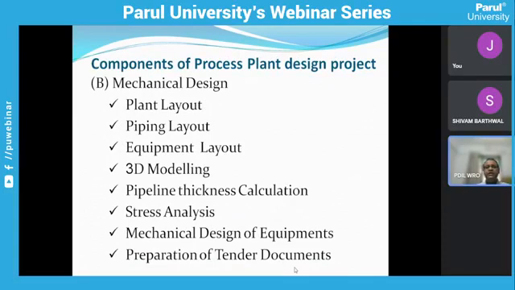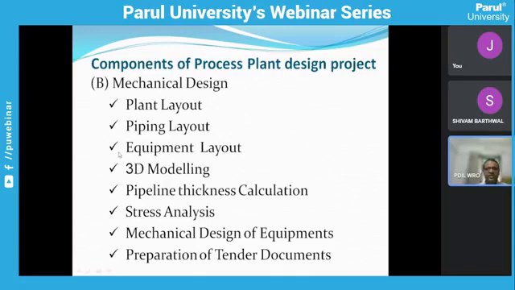Now, components of the process plant design project: the mechanical design part. As the entire design project requires a number of discipline engineers, we have to start from one particular team, and then gradually the documents will be shared with the other disciplines, and they will work based on those documents. For example, whenever the process design has progressed to a certain level and some basic documents have been prepared, the mechanical team can parallelly start activities like plant layout and the plot plan. The plot plan is prepared by the mechanical team in consultation with the process team.